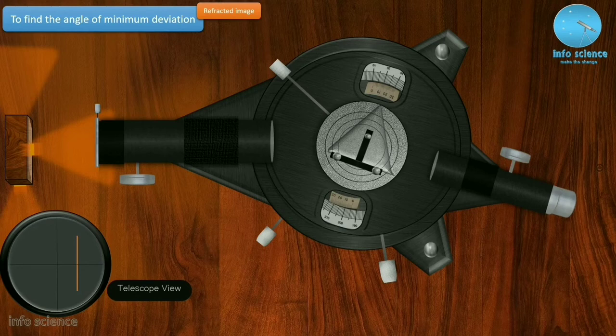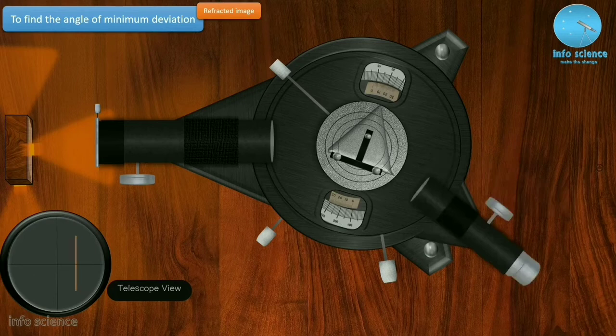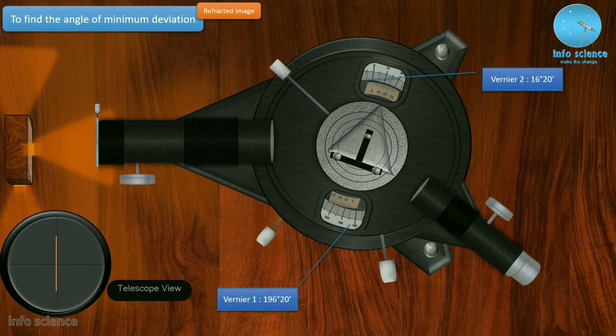So now we have to move the telescope and centralize the narrow slit to the center of the crosswire. For that, just move only the telescope, do not touch the prism or the vernier table. Just move the telescope and focus the slit to the center of the crosswire. Now we have focused the slit to the center of the crosswire, and we have to find the readings from vernier 1 and vernier 2.